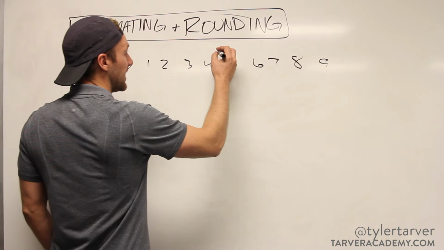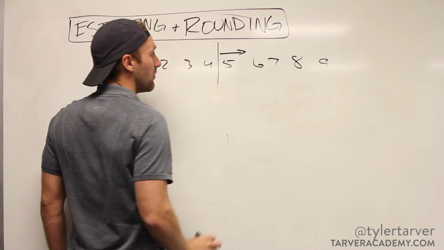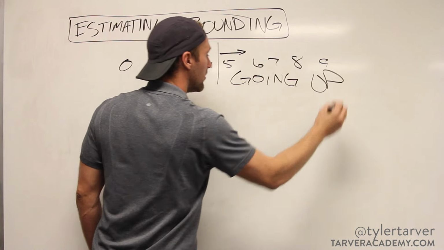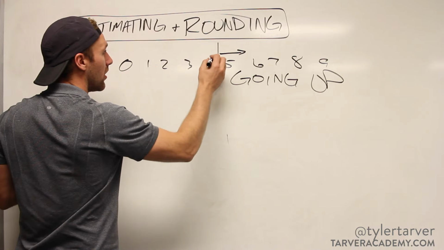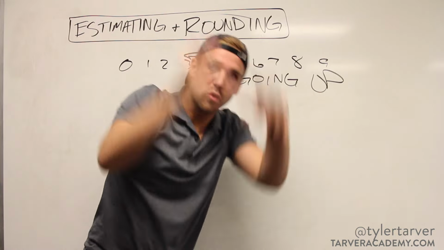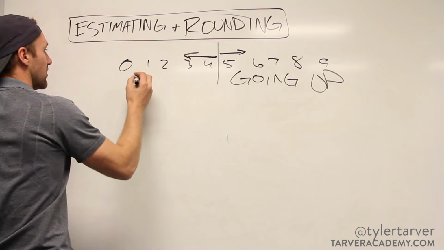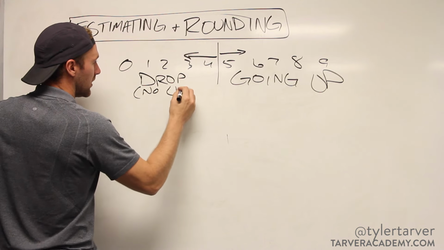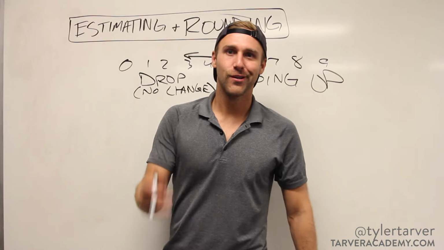If it is a 5 or higher, you're going up. If it is a 4 or lower, then you are just going to drop it. Drop. Nothing changes. And then I'll put no change. It's like, hey, you got change for $1? Nope, I got no change for you.